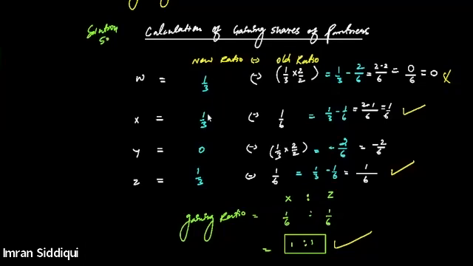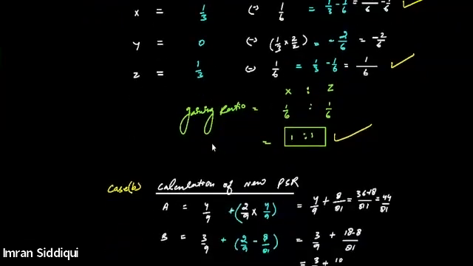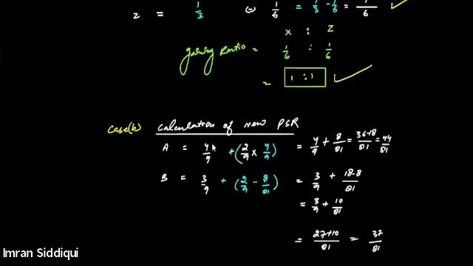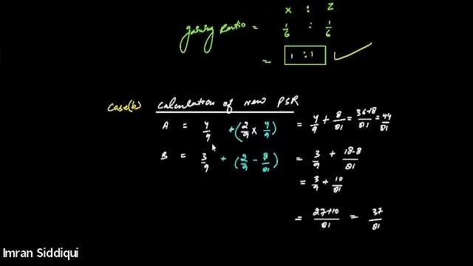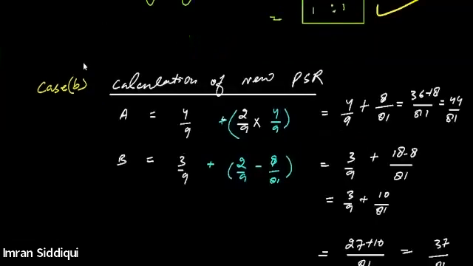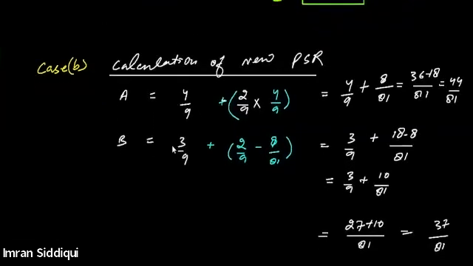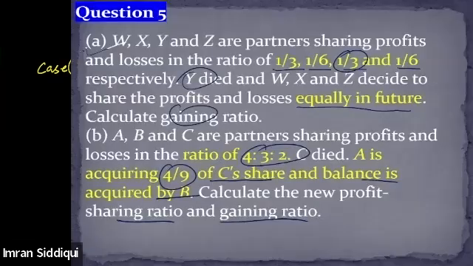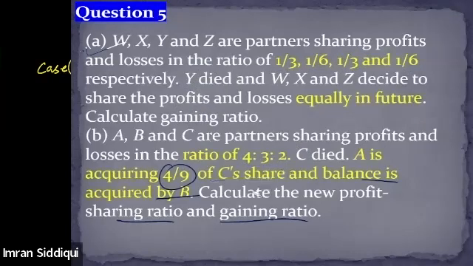All right. In case B, we need to find out the new profit sharing ratio. And this is how we will calculate the new profit sharing ratio for case B. See, in case B, the question says that the old profit sharing ratio of the partners was 4:3:2. In this question, C died, right? A will be acquiring 4 by 9 of C's share. All right. We will have to first of all determine how much A will be gaining.